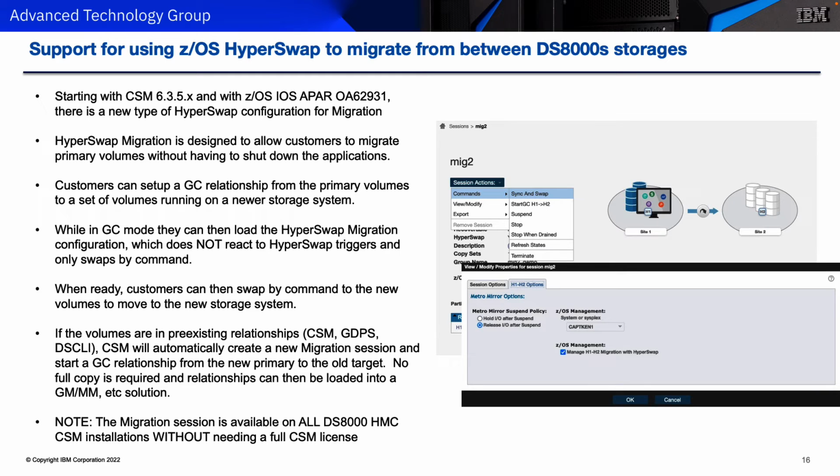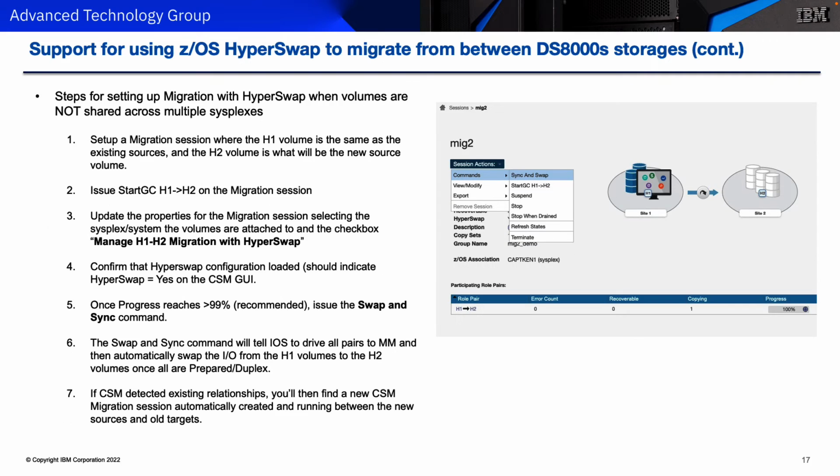And so hopefully you can take advantage of it. You will need the z/OS IOS APAR OA62931. Once you apply that, the solution will be available. All right, let's get into some details.